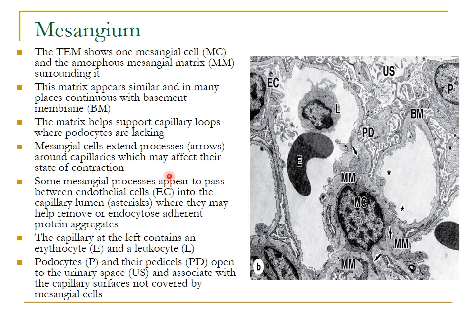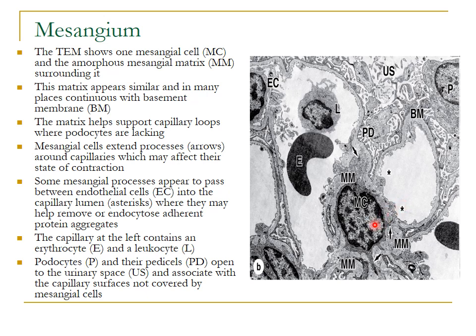Now this is an electron micrograph showing you all the components. You can see here the mesangial cells along with the mesangial matrix. The matrix appears, in many places, continuous with the basement membrane. And the matrix helps to support these capillary loops where the podocytes are lacking. So you can see here that this is the podocyte. The mesangial matrix is holding the two capillary loops. The mesangial cells also extend their processes, which are shown with the arrows, around the capillaries, which may affect their state of contraction.